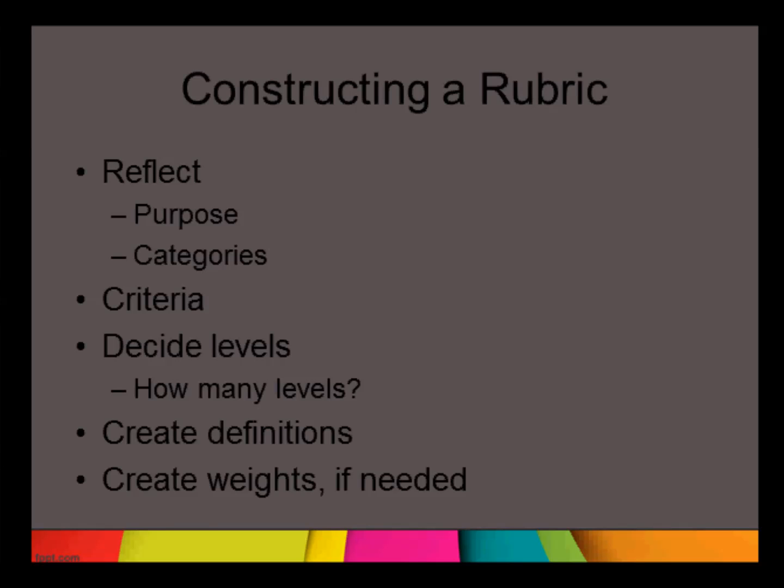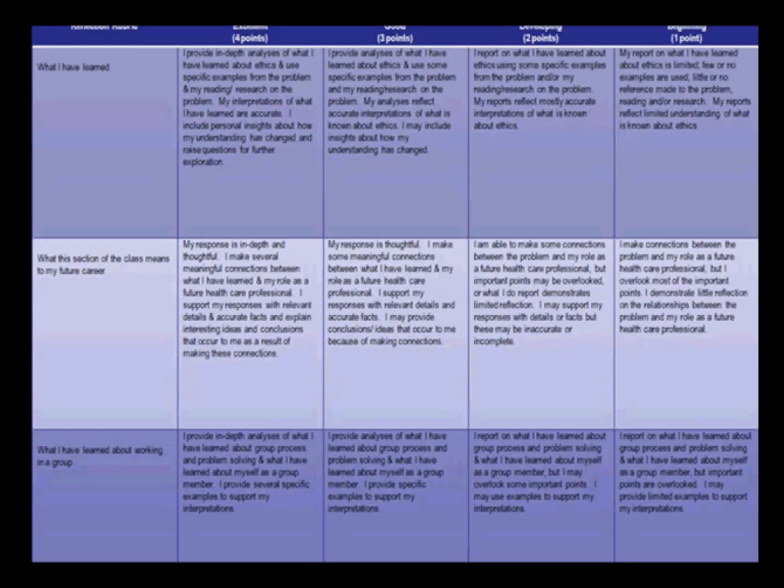Now, fortunately, you don't have to do all of this from scratch. There are a lot of options available, and we're going to look at those in a minute. This is what a rubric typically looks like. You can see this is a reflection rubric. You can see in the first column that these are criteria. What have I learned? What have I learned about working in a group?